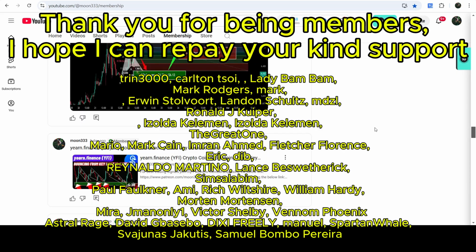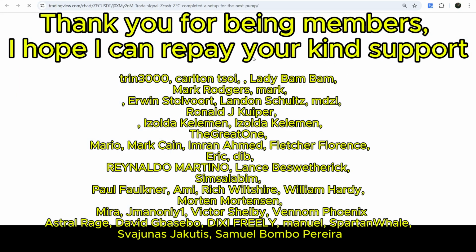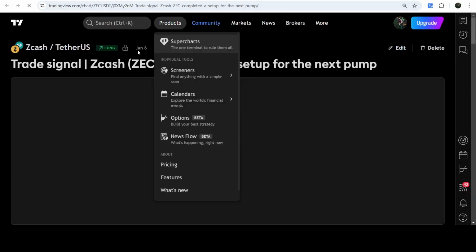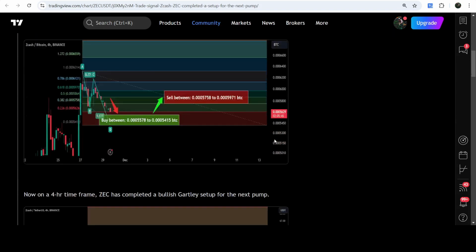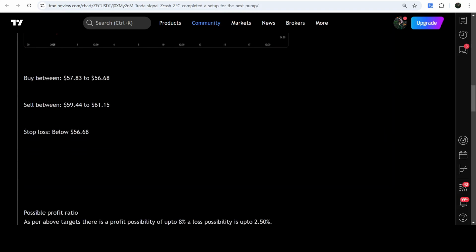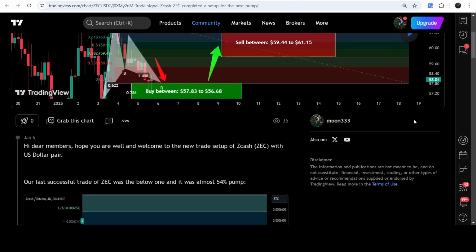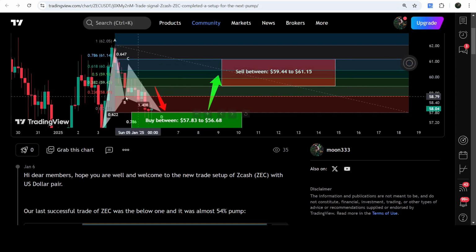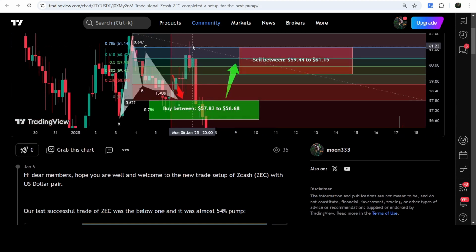Now let's start the analysis. First of all, let me begin with my most recent trade signal for Zcash that I shared on 6th of January 2025 with my members, and that was a bullish Gartley pattern that Zcash formed with the US dollar pair on a 4-hour time frame chart. This was a complete trade signal with the buying zone, sell target zone, and the stop loss. Now if I play this chart, you can see that the price then started a very nice reversal from this buying zone and reached the sell target zone here.